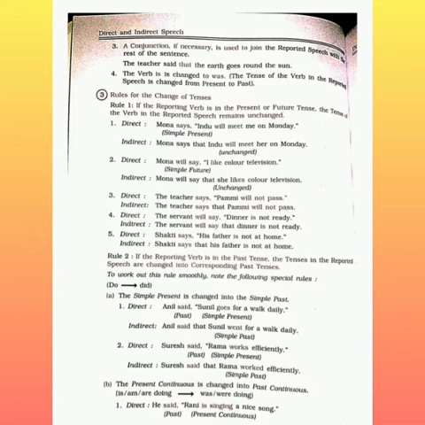Now let's move ahead to the second rule. If the reporting verb is in the past tense, the tenses in the reported speech are changed into corresponding past tenses. To work out this rule smoothly, note the following special changes. Do will get changed to did. The simple present will get changed into the simple past.